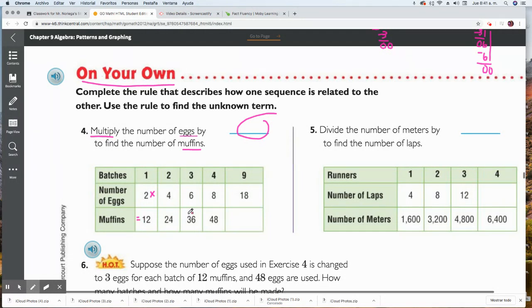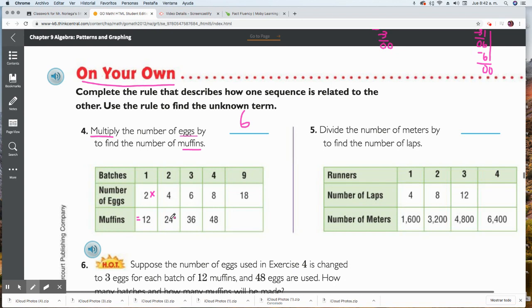What number times 2 equals 12? What's that number? 2 times what equals 12? When you find the number that equals 12, write it on the line. So of course that number is 6. 2 times 6 equals 12.